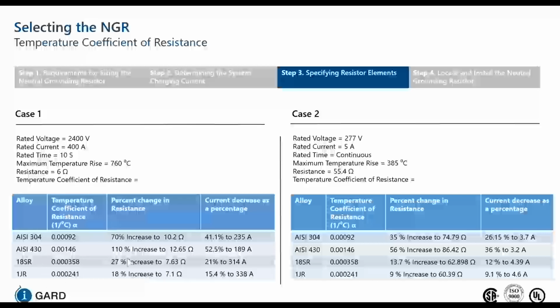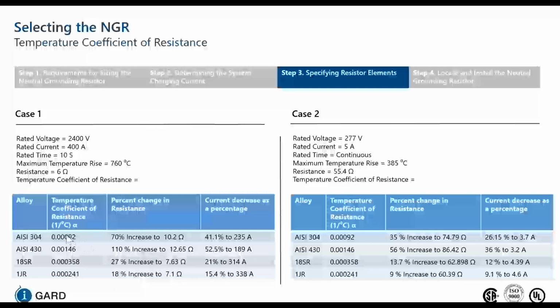And here are 4 examples of 4 different common elements that are used in the resistor industry. And here are the corresponding temperature coefficient of resistivities. And the units of this is 1 over degree C. So for AISI 304 stainless steel, 0.00092. For stainless steel 430, 0.00146. For 18SR, which is a common element used, 0.00358. And for 1JR, 0.000241.